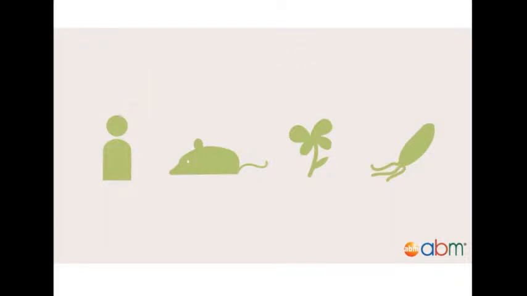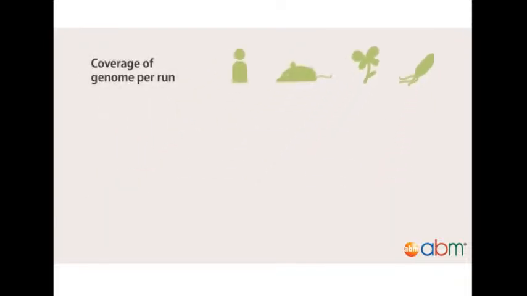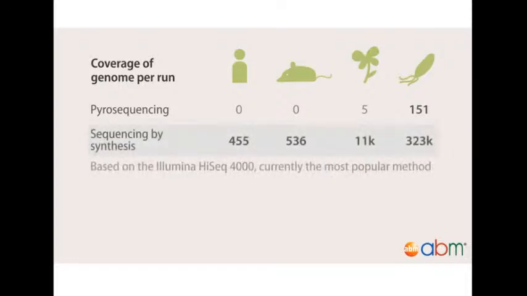For whole genome sequencing data to be useful, a minimum of 30 times coverage is required. As it can be seen, the pyrosequencing method is only able to sequence the E. coli genome at enough coverage to result in valid data. The sequencing by synthesis method, which is the most popular method currently on the market, is able to generate hundreds of coverage per run.